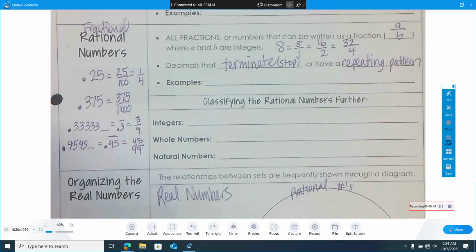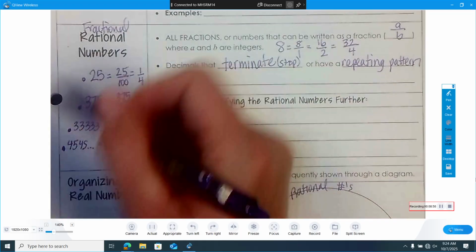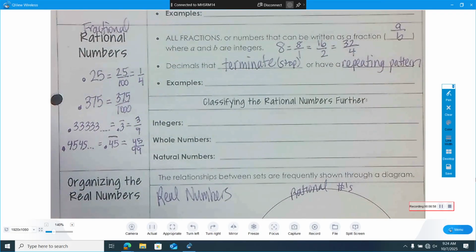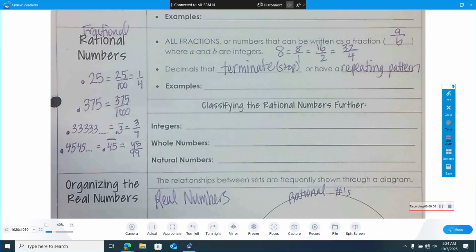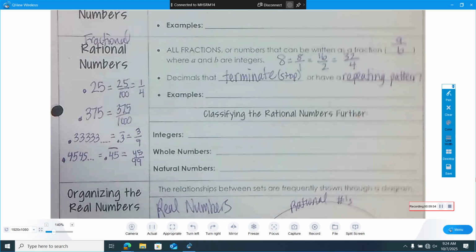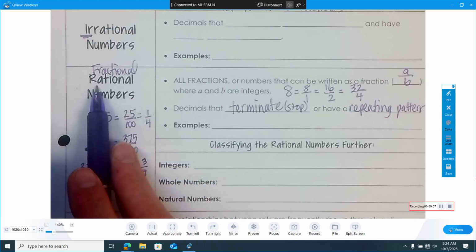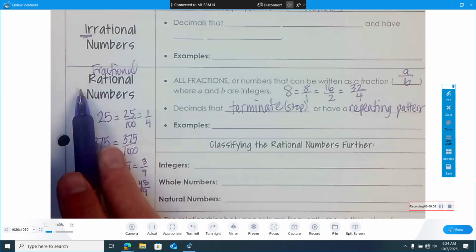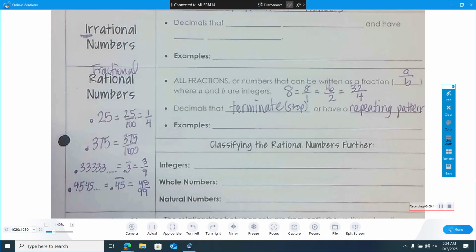So rational numbers are anything that we can write as a fraction. We have lots of examples here. I hope you wrote them down. Okay. So let's go to irrational. Rational numbers, I like to say rational fractional because that helps us remember, right? Rational means we can write it as a fraction. Rational fractional. Make sense? Okay.